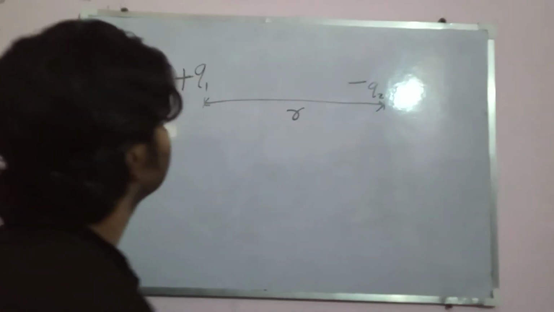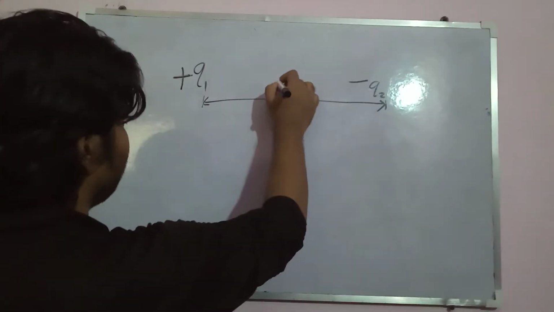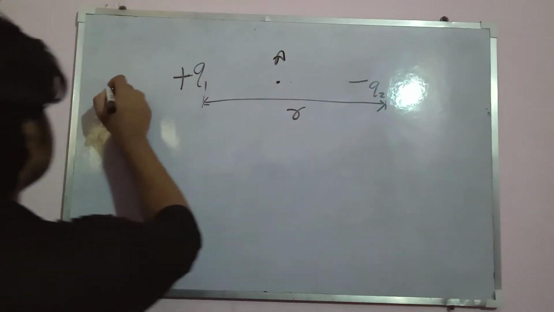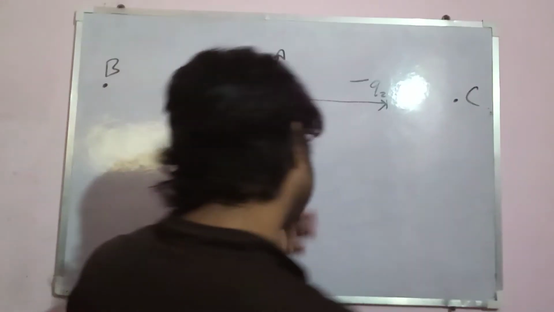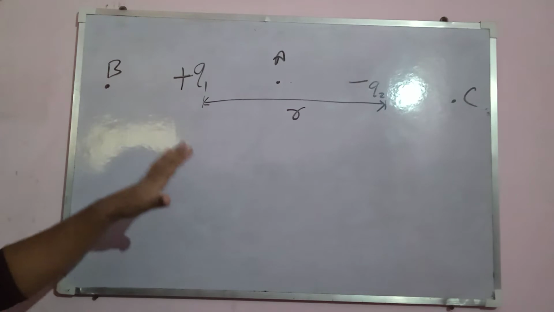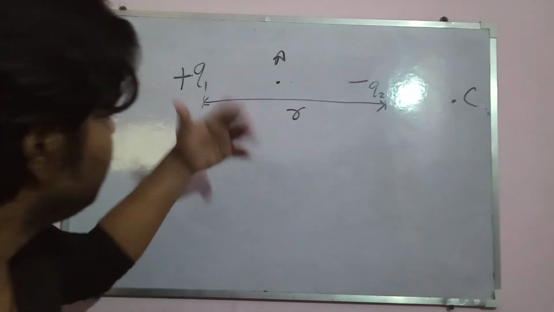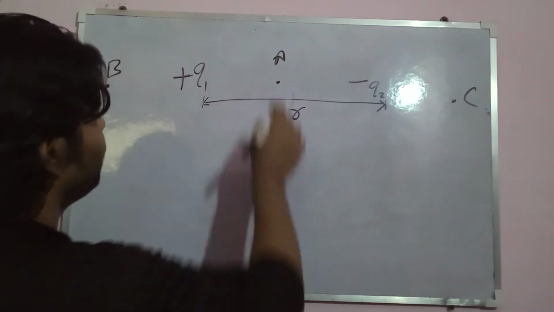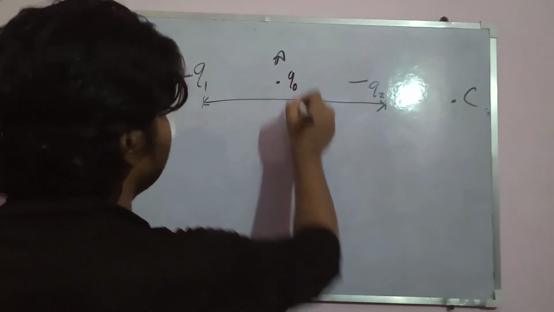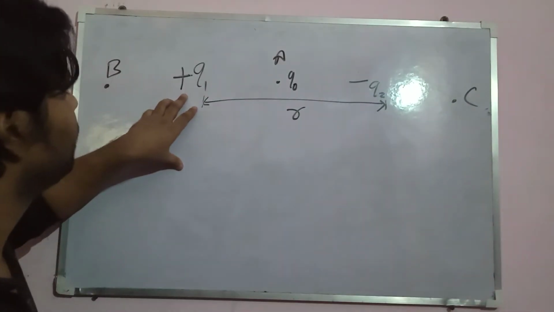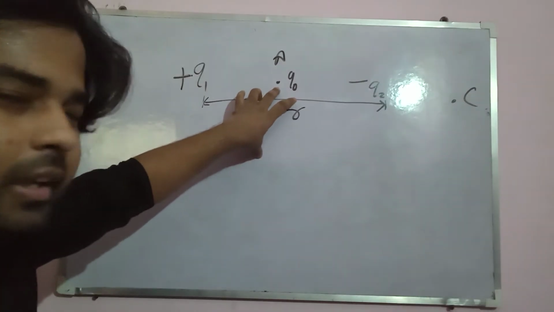So there are three spots: one is A, another is B, and the third is C. If we need to find equilibrium points here, at A I need to put a test charge, that is positive Q0, and determine the forces and the direction of forces.